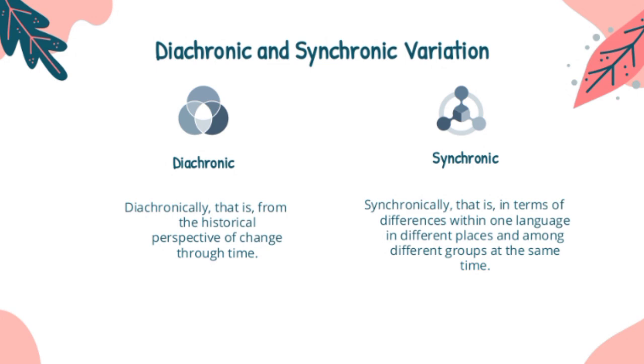The first is diachronic. Diachronically, that is from the historical perspective of change through time. And the second is synchronic. Synchronically, that is in terms of differences within one language in different places and among different groups at the same time.